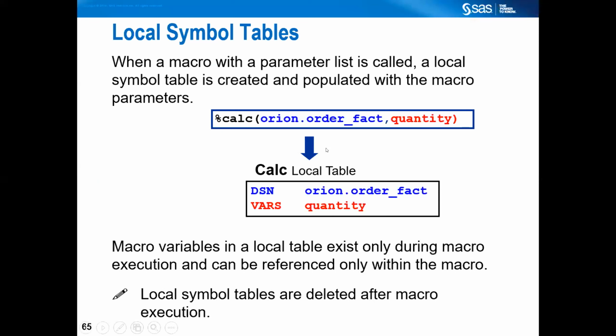Great. So this is what is happening. When a macro with a parameter list is called, a macro symbol table is created and populated with the macro parameters. So it's creating a local symbol table and it will look for those macro variables in that local symbol table for that particular macro. Macro variables in a local table exist only during macro execution and can be referenced only within the macro. So local symbol tables are deleted after execution of the macro is done.